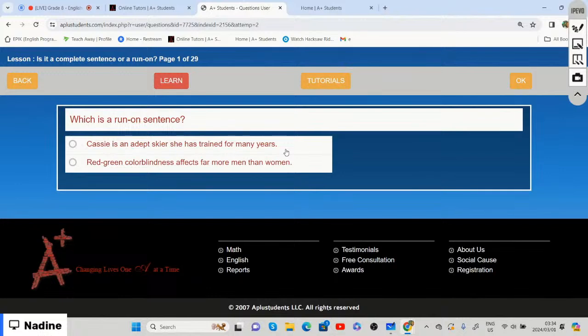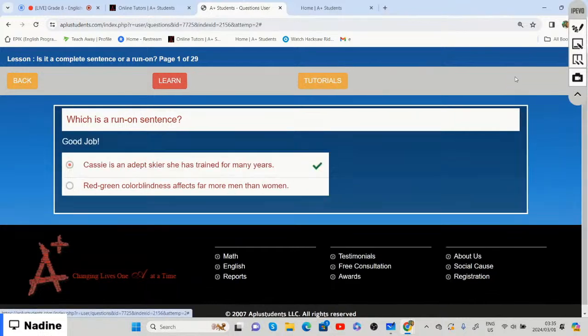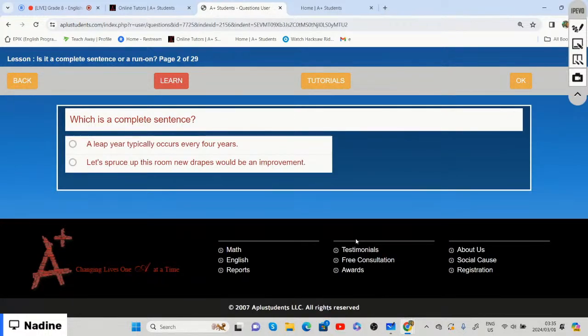All right, so we need to say which one is a run-on sentence. And we can say Cassie is an adept skier. She has trained for many years. There's no comma, no end point. We need to select a complete sentence, right?